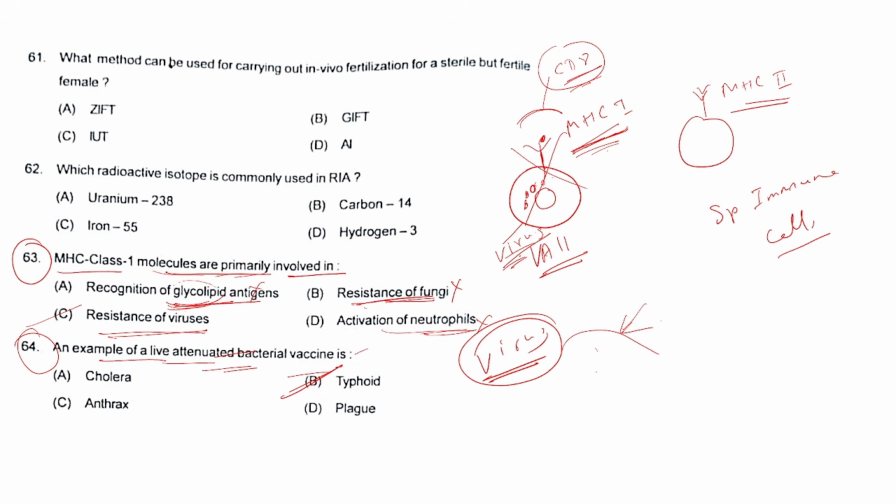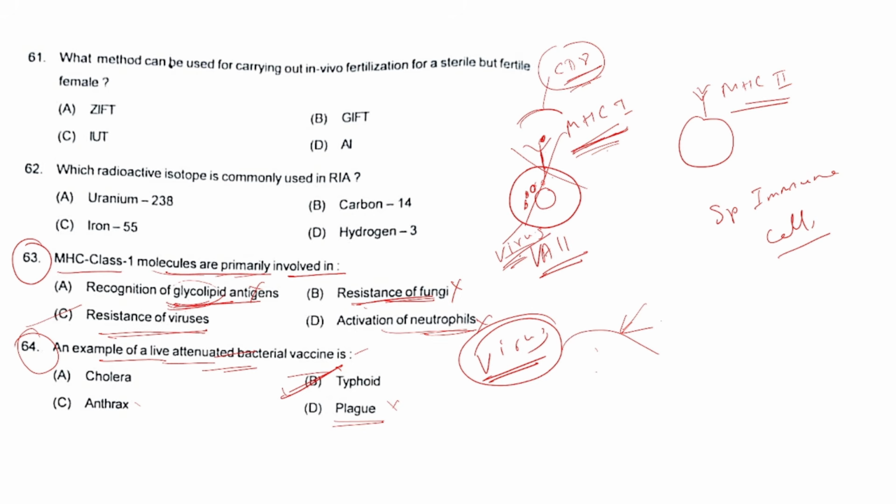Remember one simple hack: injecting live attenuated organisms is a very dangerous thing, so for major diseases like anthrax and plague, they will not do this. This is a simple guess that you can make in the examination, but don't go with it. Only if you can eliminate other options with 40-60% chances, then go for this method of elimination.